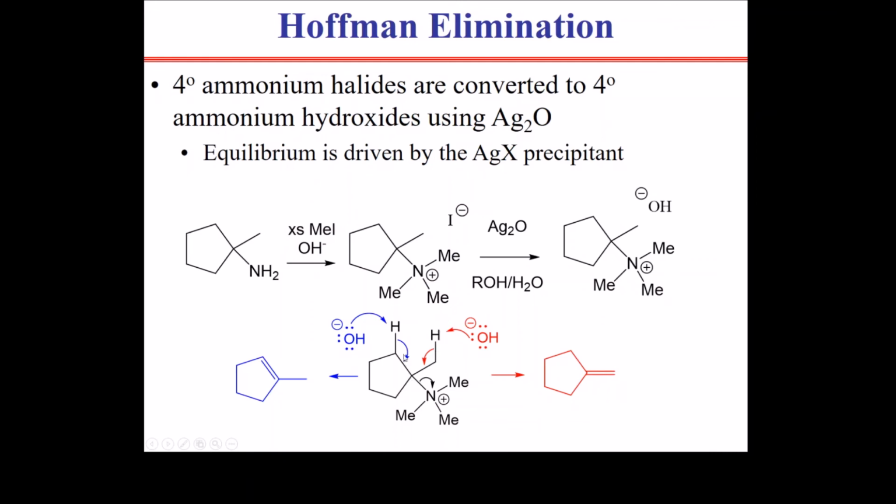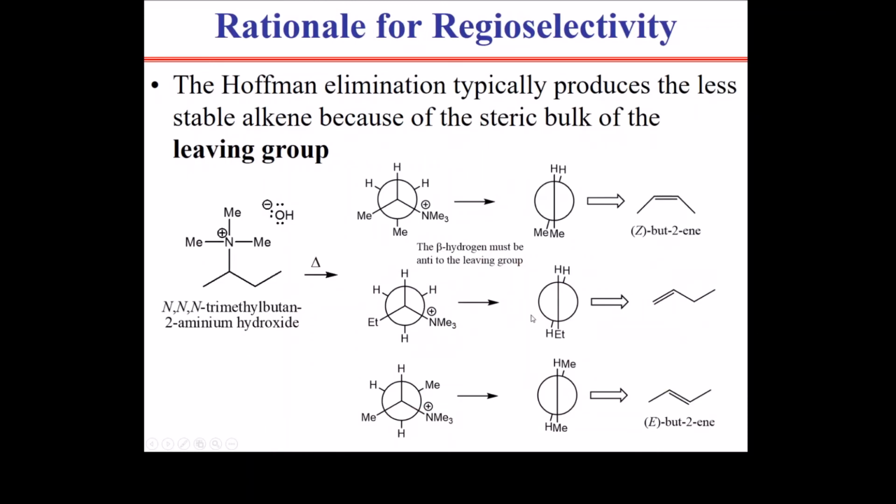In the blue pathway right here, this is what Zaitsev would have told us to predict. The hydroxide will pull the hydrogen from the carbon that has the fewest number of hydrogens and produce a tri-substituted alkene, which is thermodynamically more stable. The Hofmann elimination product pulls the hydrogen from the carbon that has more hydrogens, produces a di-substituted alkene, which is thermodynamically less favorable. When you have these nitrogen leaving group compounds, this is the major product that we expect. The reason why the Hofmann elimination produces the less stable alkene has to do with the steric consequences of a large leaving group.